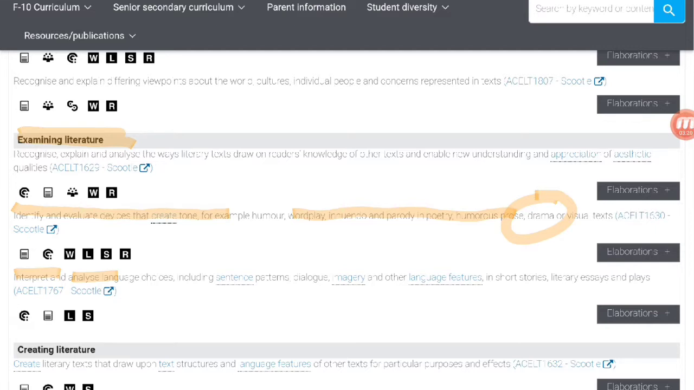Otherwise, the bell will go and you won't have done what you've wanted to do. So students are looking at language choices. They're looking at sentence patterns. There might be parallel sentences. There might be lots of short sentences. And that's particularly useful in short stories to create momentum and suspense.